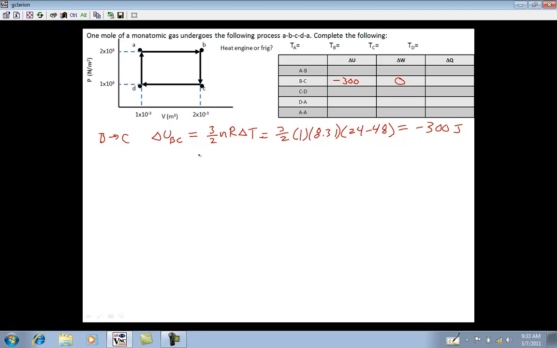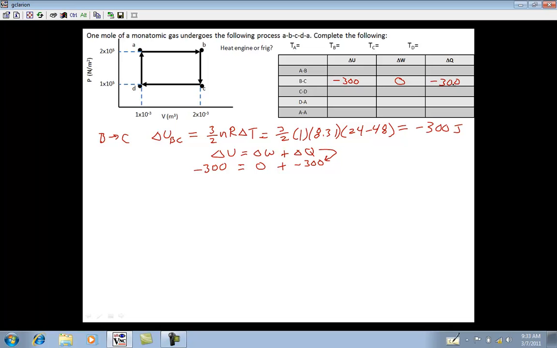But because I have delta W already, if I plug into the first law, delta U is equal to delta W plus delta Q, and I already know delta U is negative 300 joules, and I know that delta W is 0. What does delta Q have to be? It has to be negative 300 joules, so I can plug in negative 300 joules there.